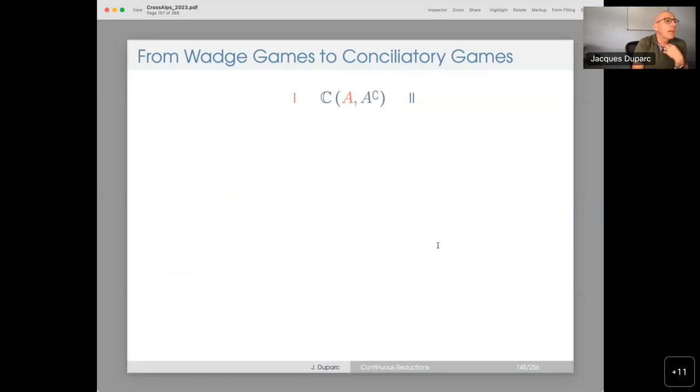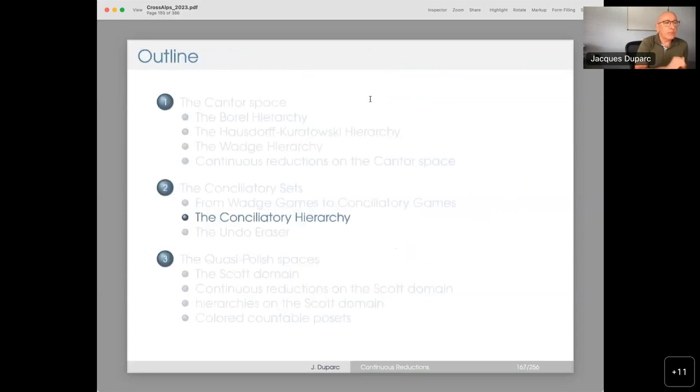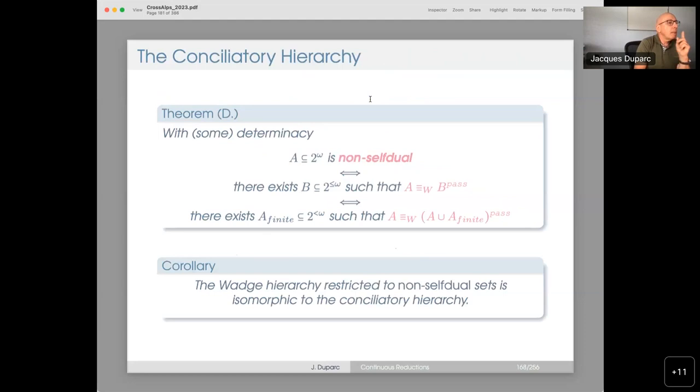What is true? I need a winning strategy for one in this game. One will do that. If I'm player one, I pass. And then whatever player two does, I copy what player two does, right? We will end up with exactly the same sequences, Y and Y. And of course, Y belongs to A if and only if Y does not belong to the complement of A, so trivially one wins. So this shows you that it's never the case that two has a winning strategy in the game between A and the complement of A, therefore there are no self-dual sets, there are only non-self-dual sets.